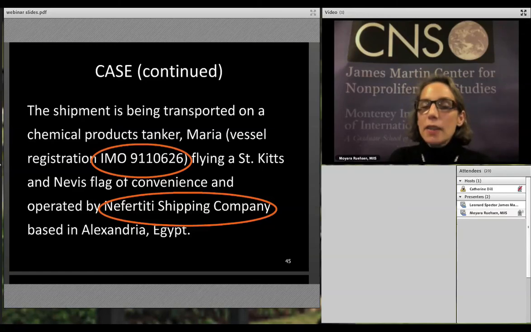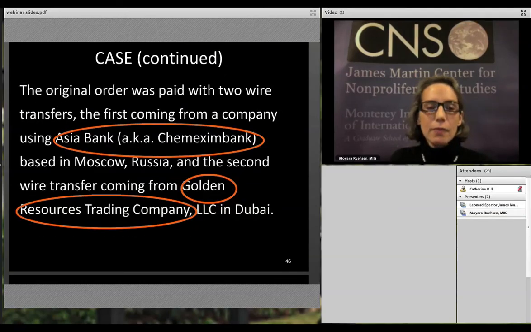That company is also on the U.S. sanctions list. Now, something that I neglected to circle here is that the order was paid for with 2 wire transfers coming from 2 different companies and locations. That's pretty suspicious as well. Why 2 wire transfers, and why from 2 completely different entities that don't seem to be related?